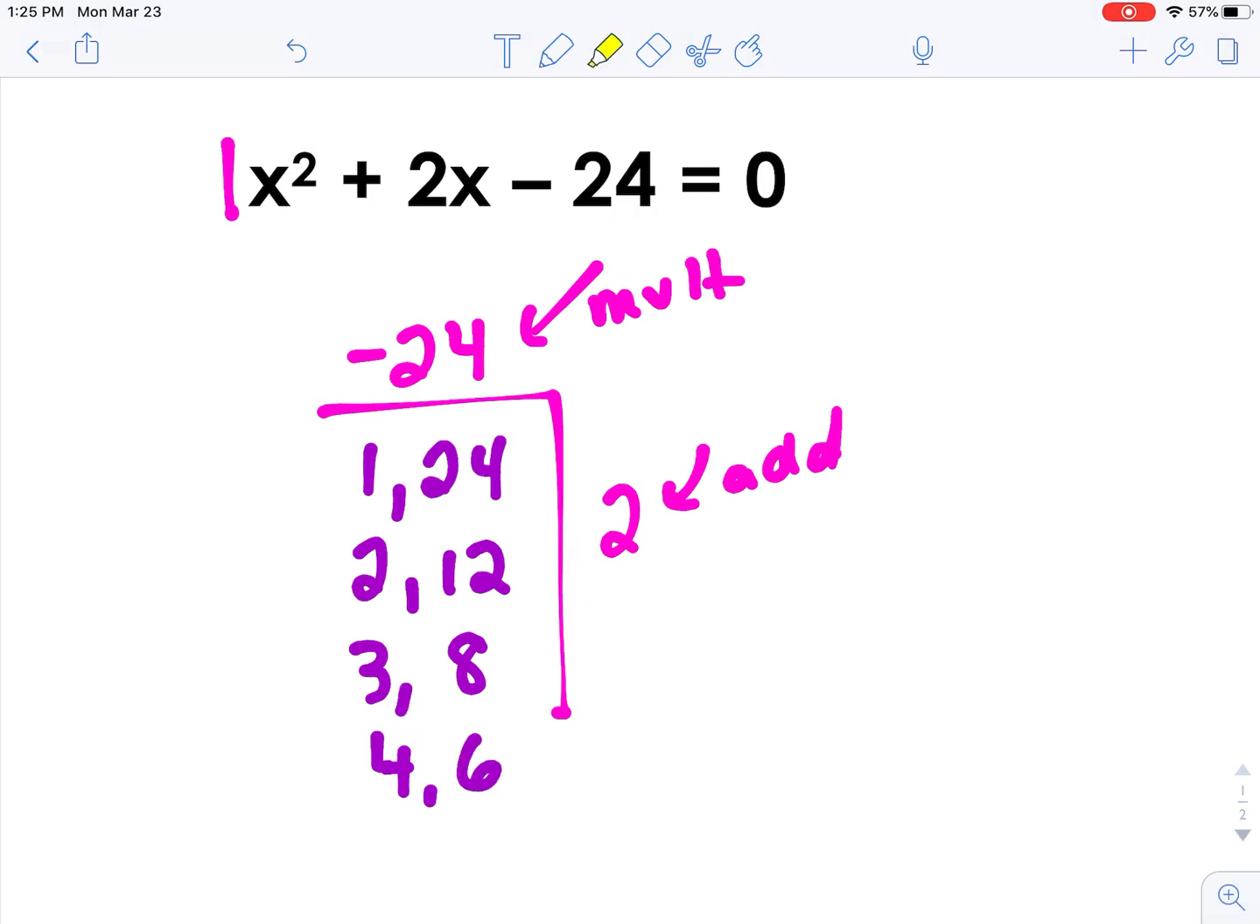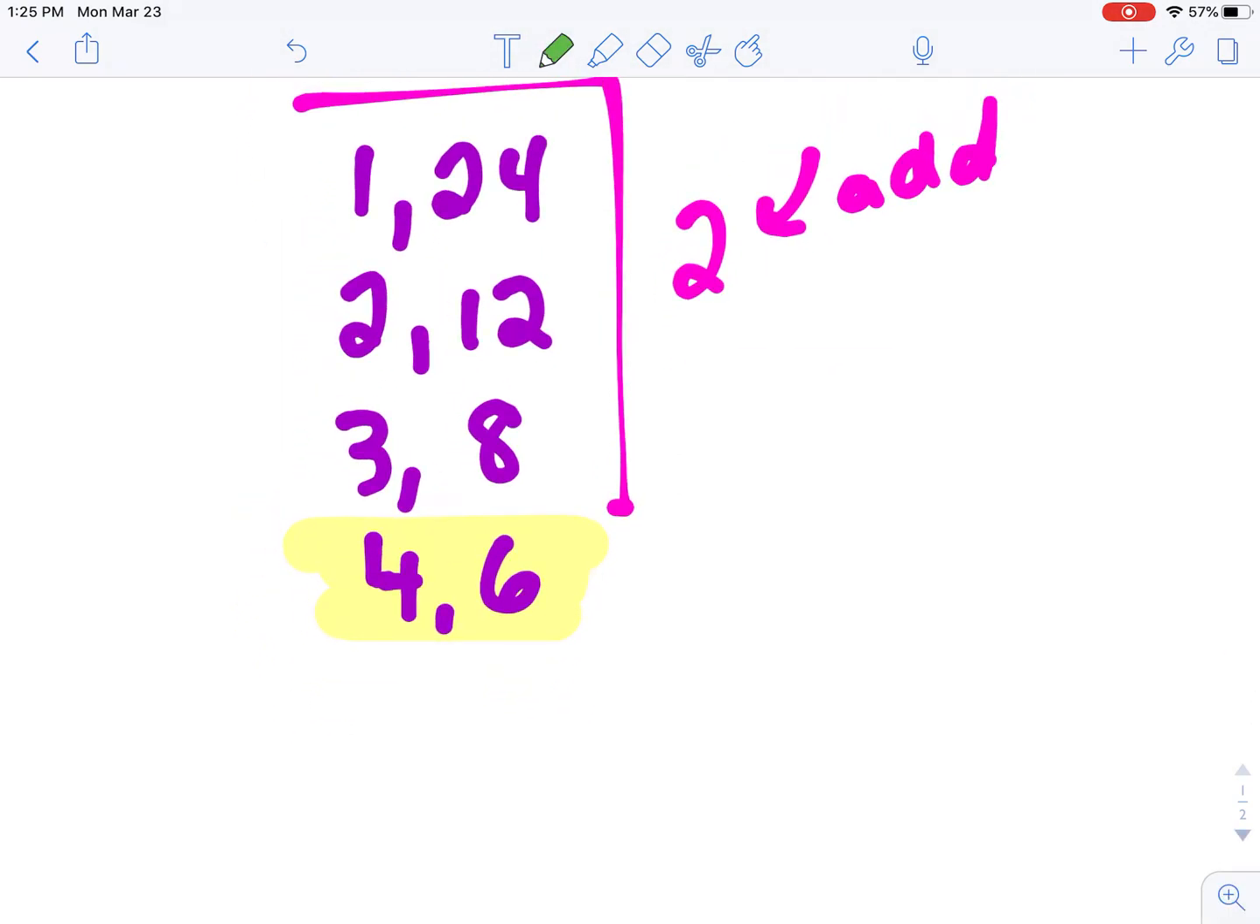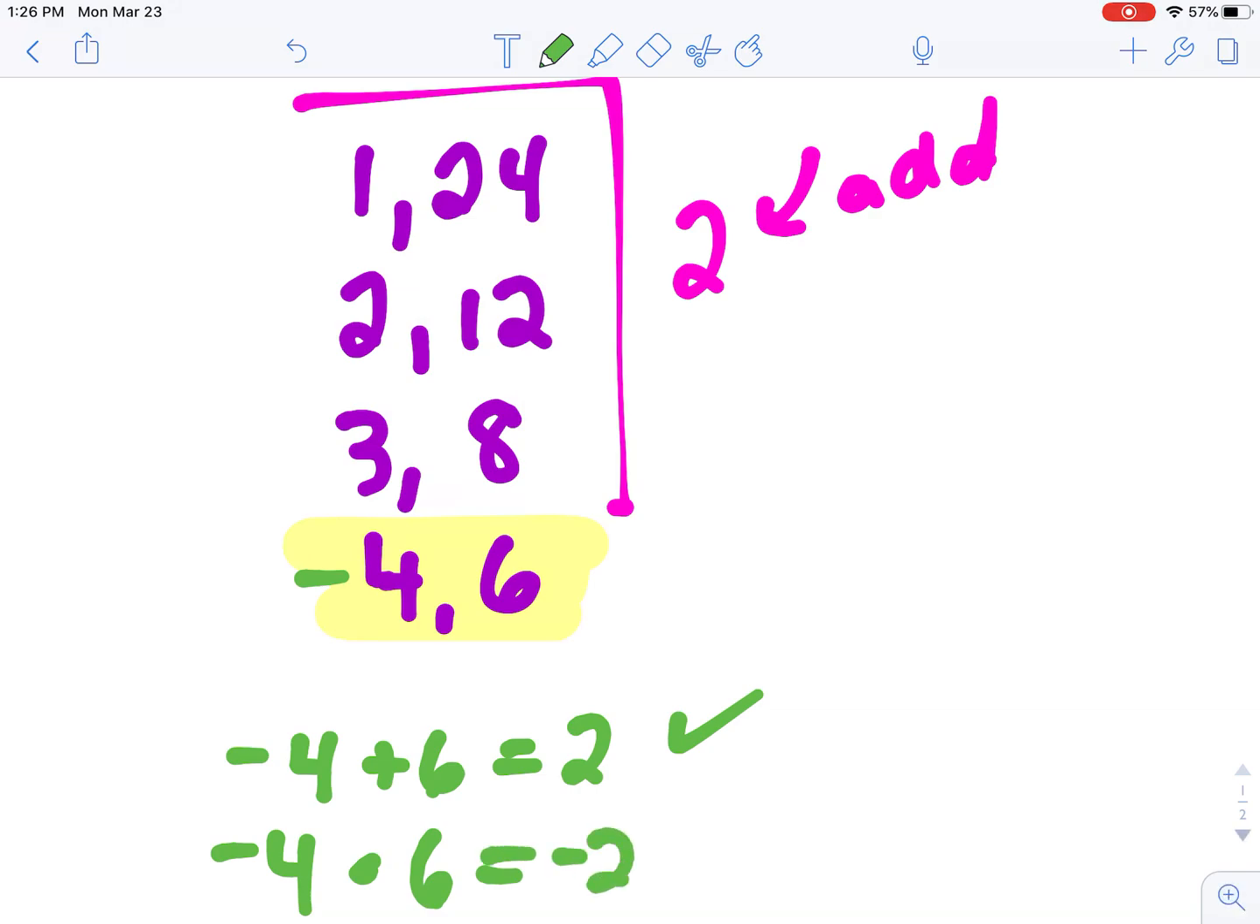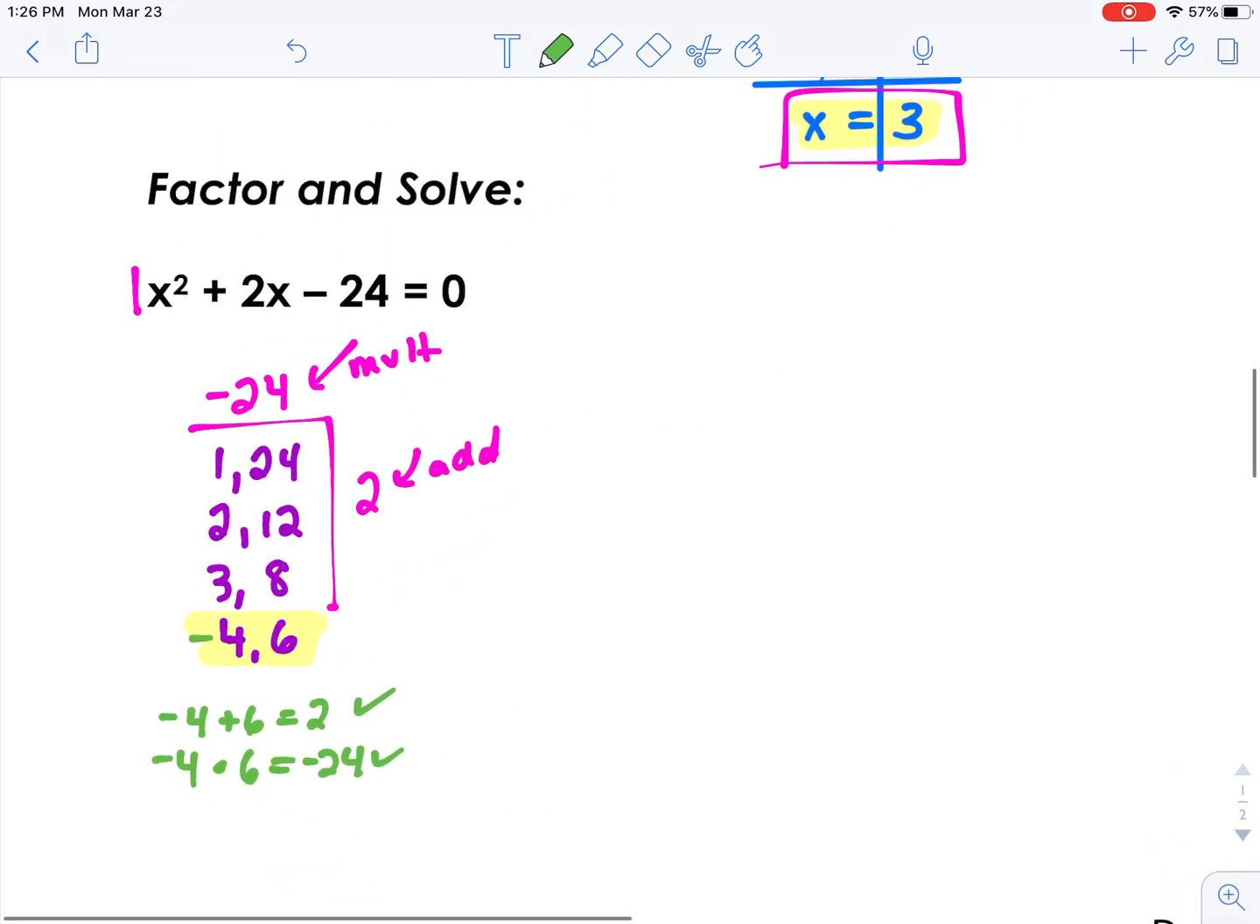And I want you to take a second and look and see which numbers would add to 2. So 4 and 6 will work, but we got to think about what combination. Is it a positive 4? Is it a negative 4? Is it a positive 6 or a negative 6? And we should double check. Does negative 4 plus 6 equal 2? Does negative 4 times 6 equal negative 24? So always, before you say that you're done, double check it in your calculator.